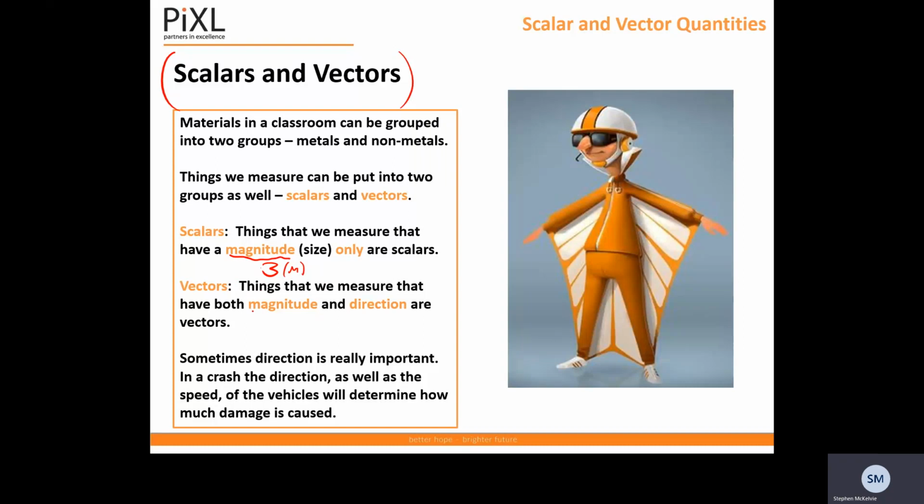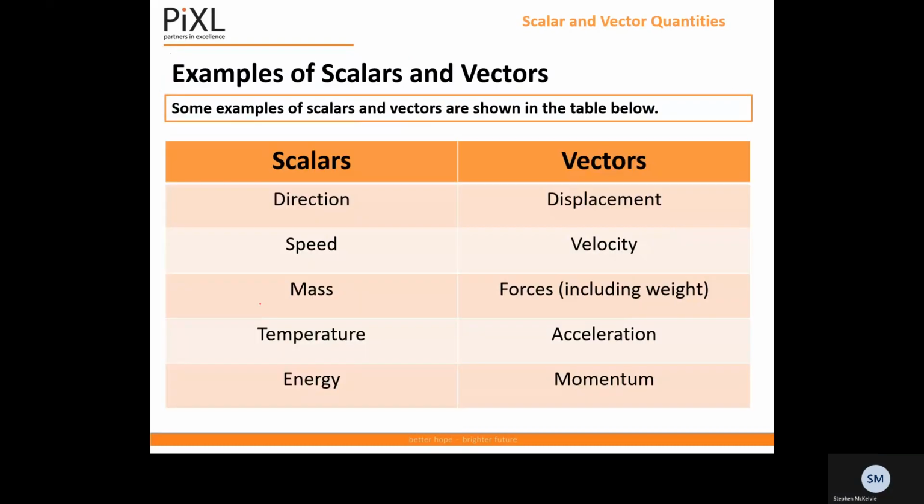Vectors are things that we measure that have both magnitude, so something with a number and a unit, and a direction, so 3 meters left. That would be a vector. Sometimes direction is important. In a crash, the direction as well as the speed of the vehicles will determine how much damage is caused. If vehicle A is going towards vehicle B, and vehicle B is going in the opposite direction, that is going to be a much bigger deal than if both vehicles are going in the same direction.